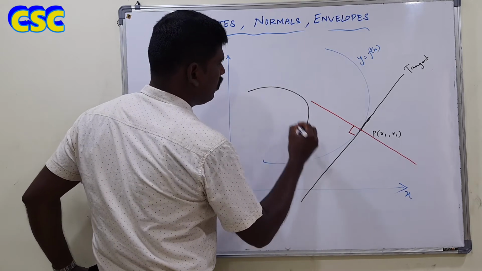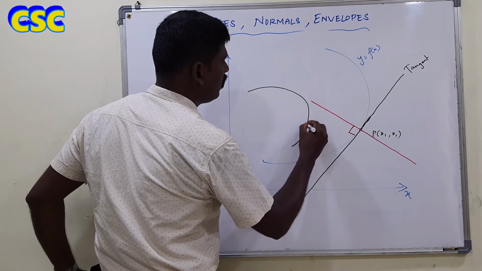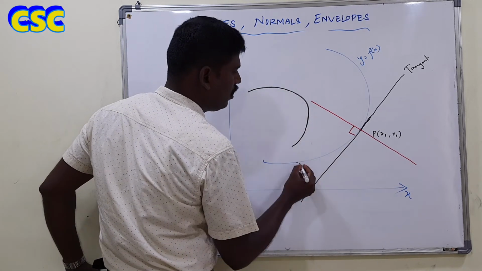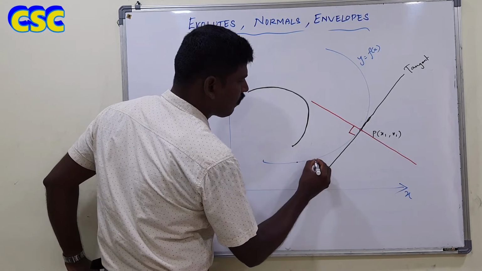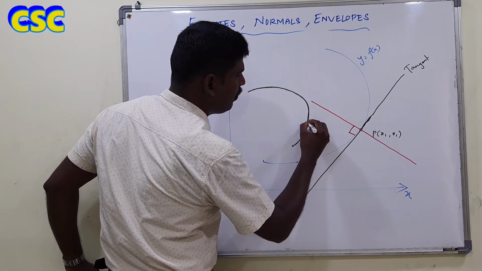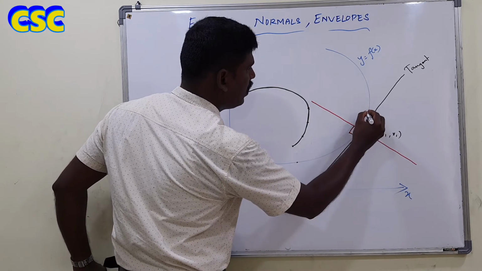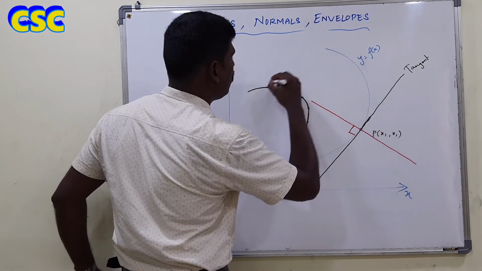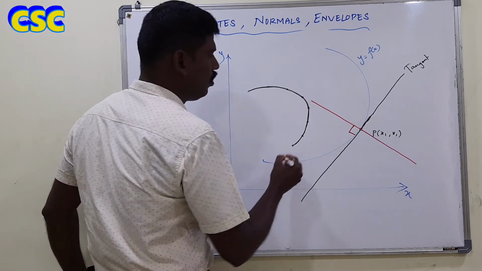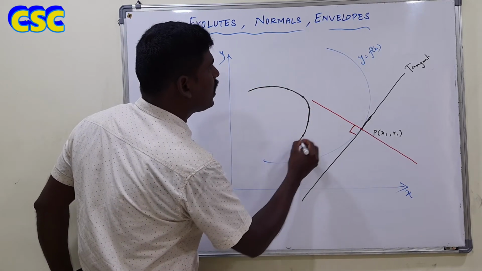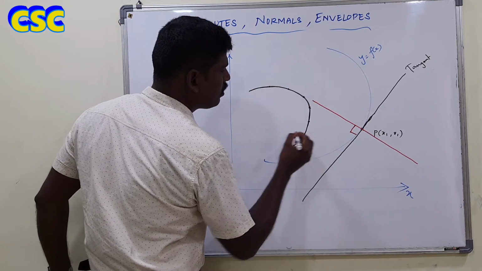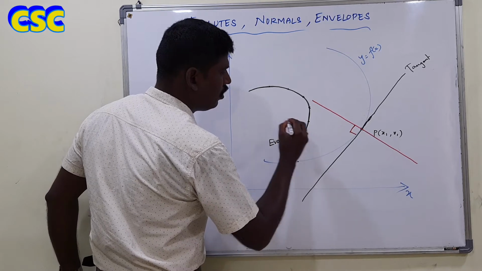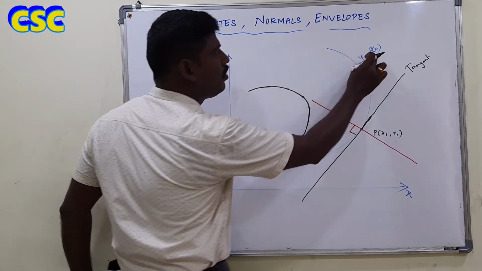This is the path traced by the center of curvature. Center of curvature of this point is here, of this point here, and so on. Connecting all the points, you get the path traced by the center of curvature. The path traced by the center of curvature is nothing but the evolute. So this curve is the evolute of the given curve.